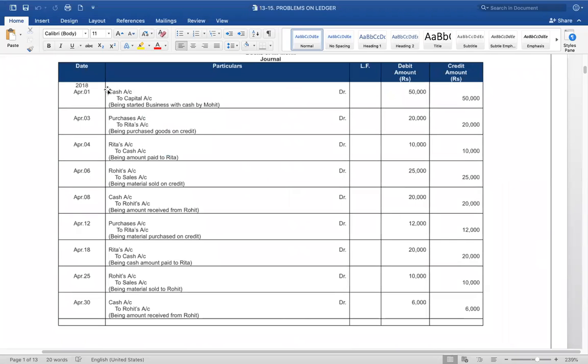So we have done with cash account and capital account. Next is purchases. So take this account and surf through your entire journal, wherever you can find purchase. This is one purchase on April 3rd. Okay. April 12th, there's another purchase. That's it. April 3rd, 20,000. April 12th, 12,000. Whom did we buy from? Both are from Rita.